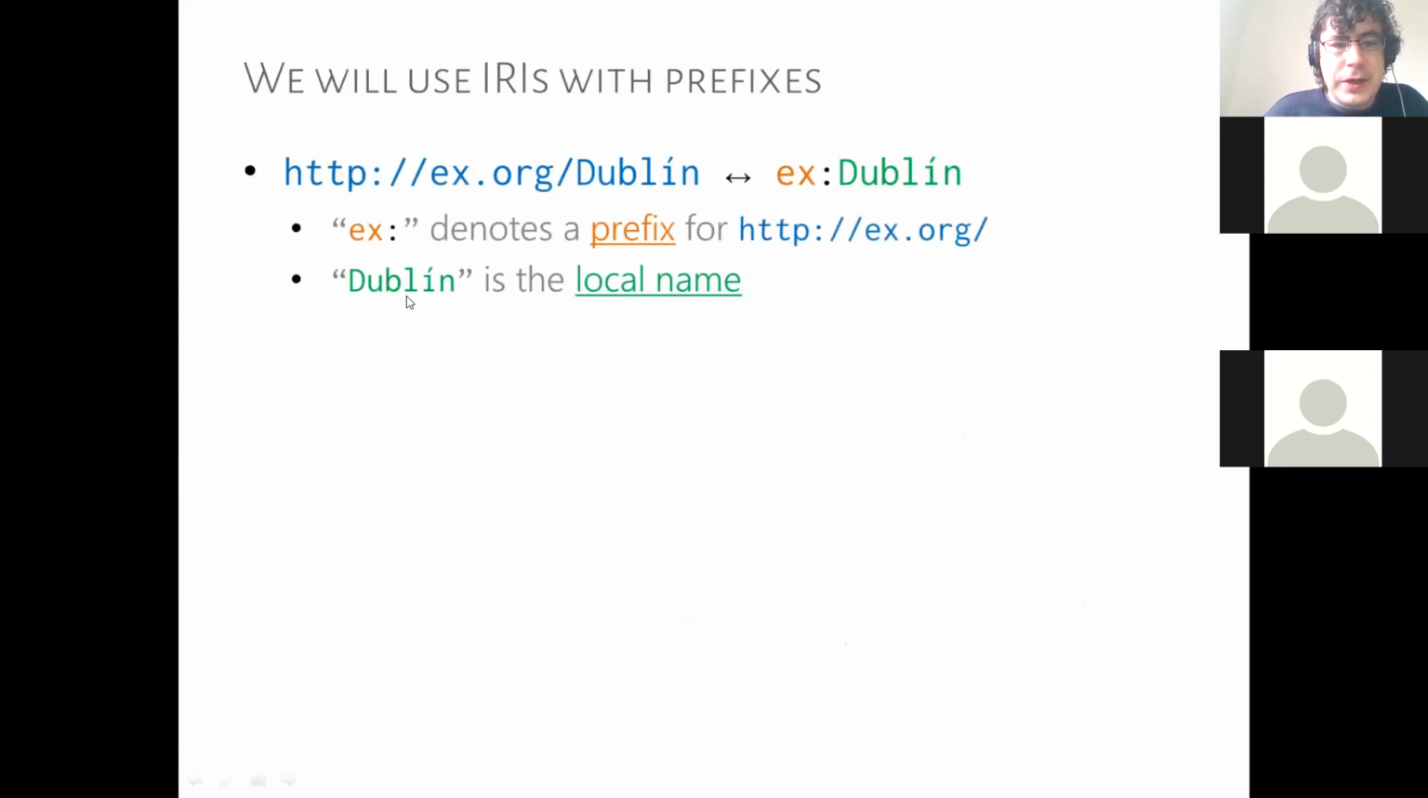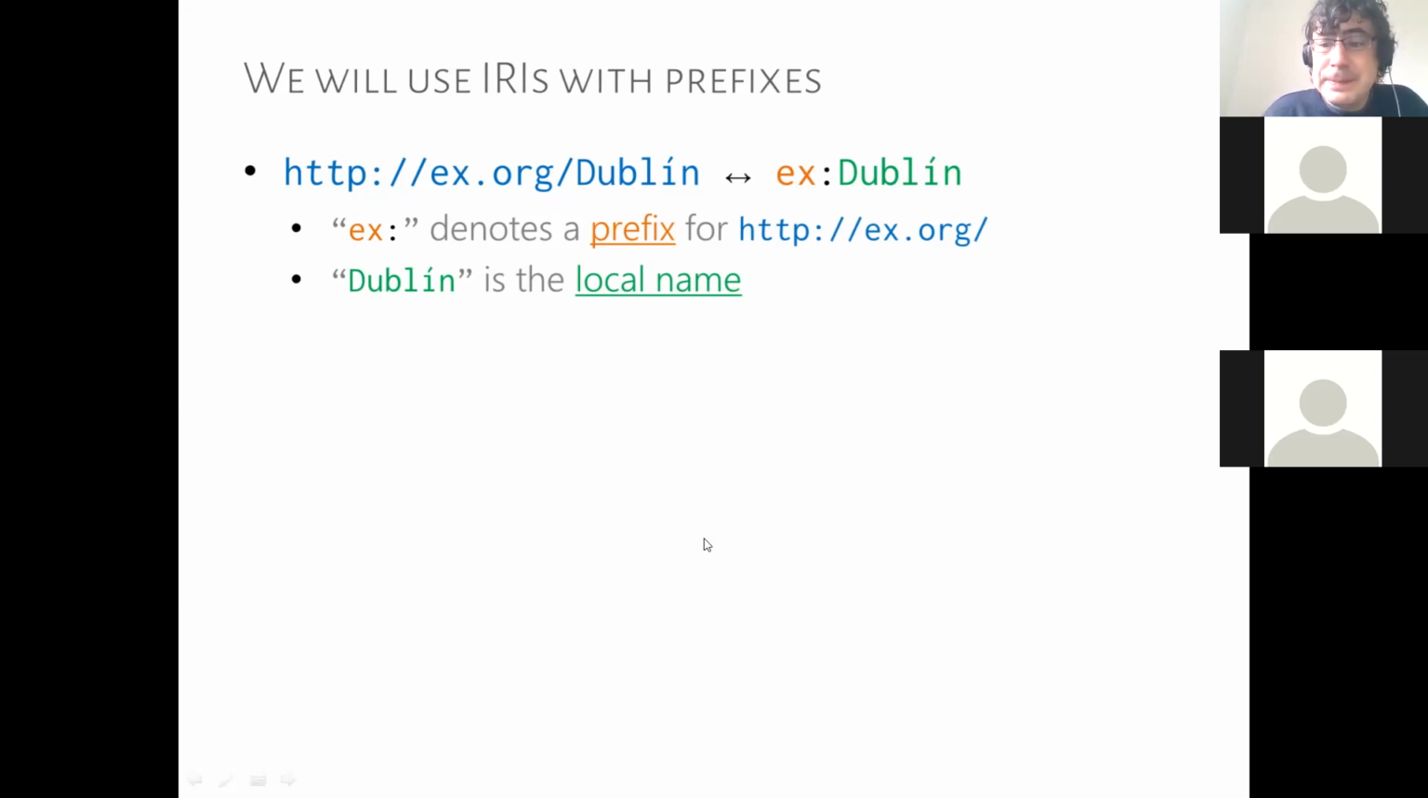So how does it work? We'll have an IRI to identify a city, it could be Dublin in this case. Since it's very long to write these sorts of identifiers, we'll often just use an abbreviation, like a prefix, for a namespace. So here ex will be defined as a prefix for this URL here, and Dublin is called a local name. It's something we've defined within what's called the namespace of ex.org, example.org.